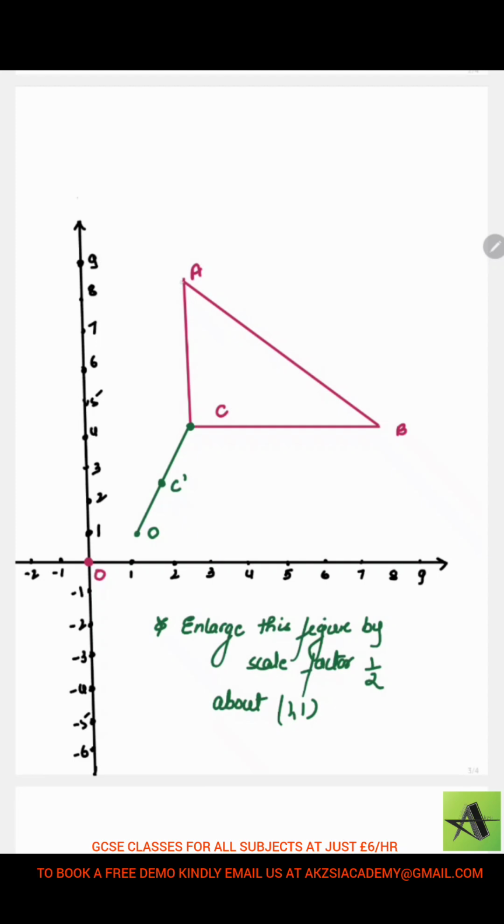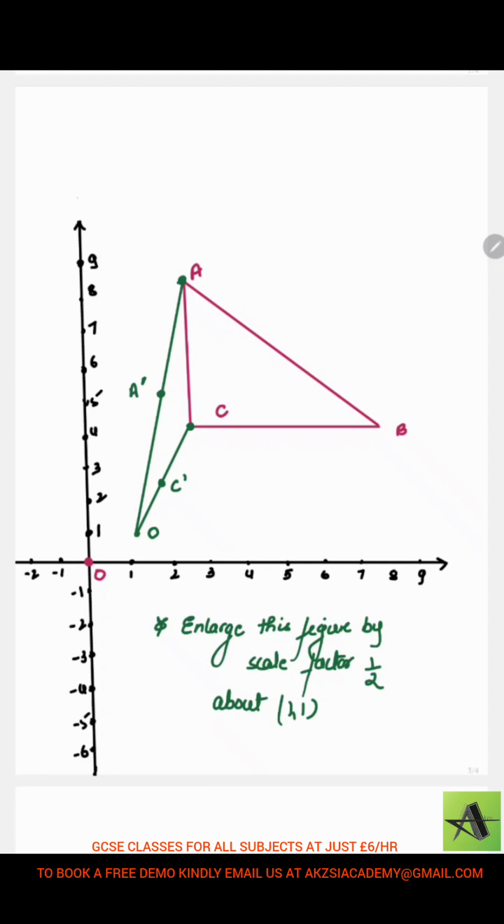Similarly, I'll connect point A with O, like this, and I'll measure it. Say, for example, it turns out to be 10 centimeters. So half of it will be 5. So that means here, I'll name it A dash.